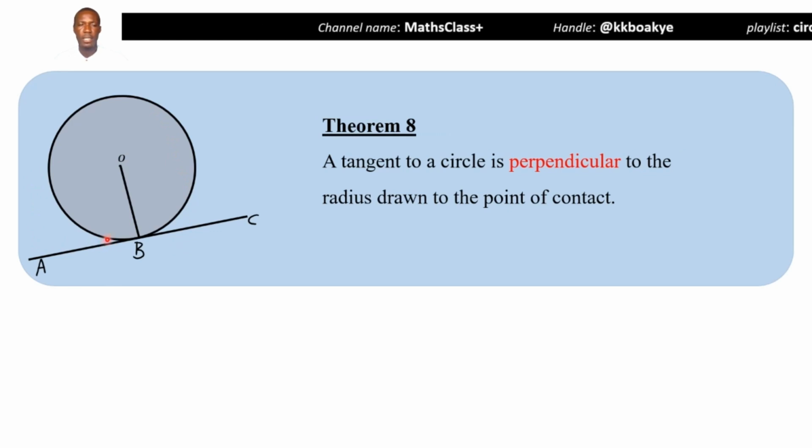The theorem says at this point, the radius meets the tangent at 90 degrees. That is, the angle between line OB and line BC is 90 degrees, and the angle between line OB and line BA is also 90 degrees. So that is our theorem 8.